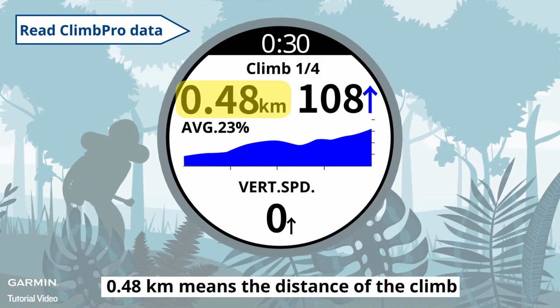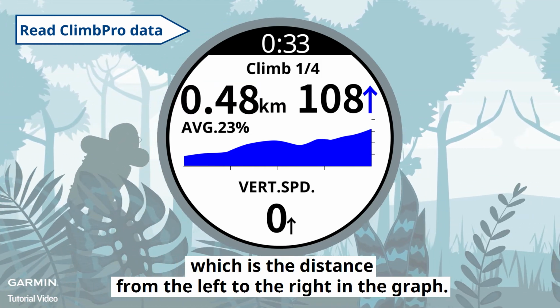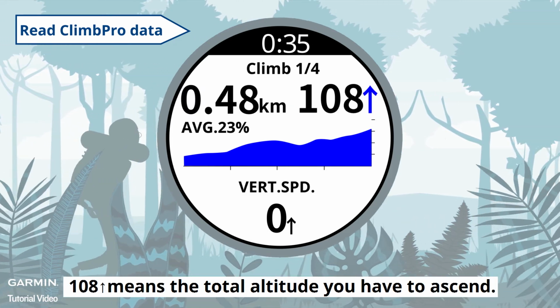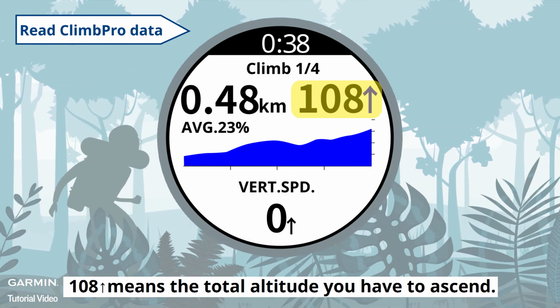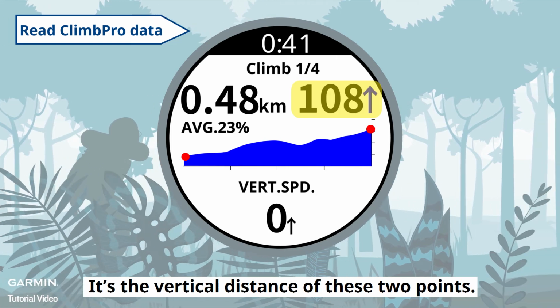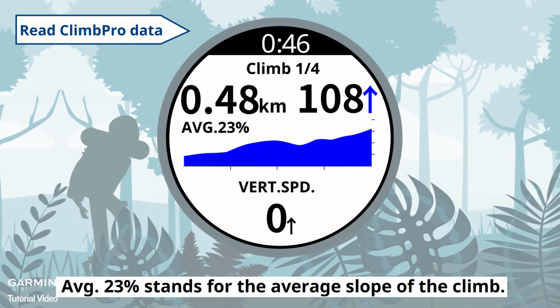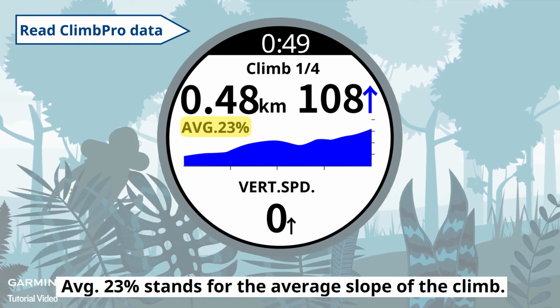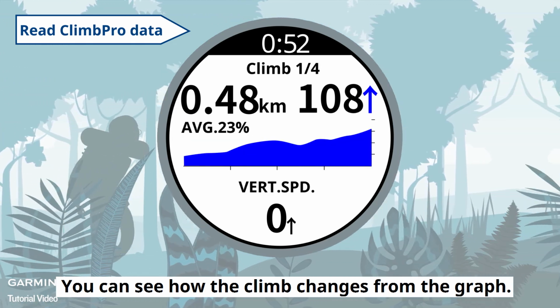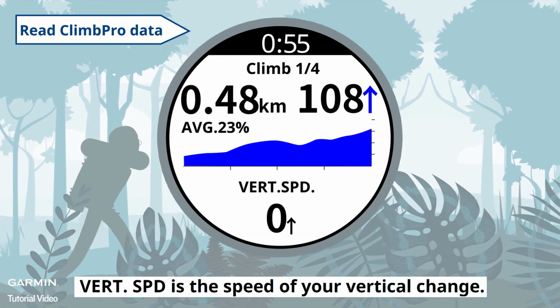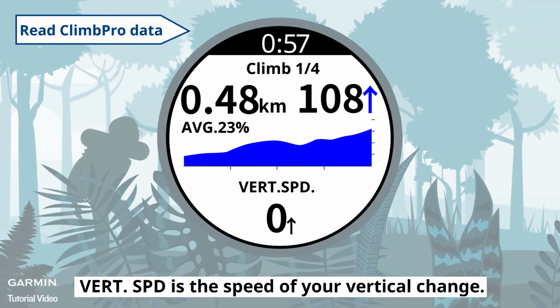0.48 kilometers means the distance of the climb, which is the distance from the left to the right in the graph. 108 with an up pointing arrow means the total altitude you have to ascend. It's the vertical distance of these 2 points. AVG 23% stands for the average slope of the climb. You can see how the climb changes from the graph. Vert SPD is the speed of your vertical change.